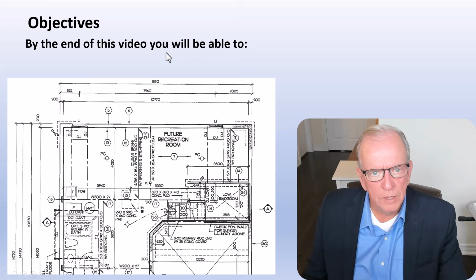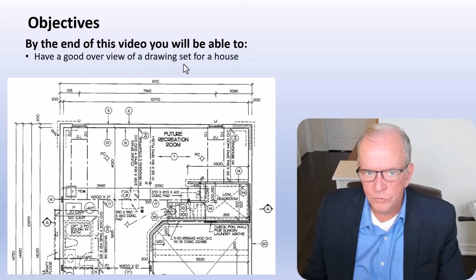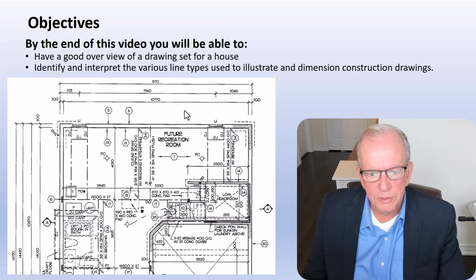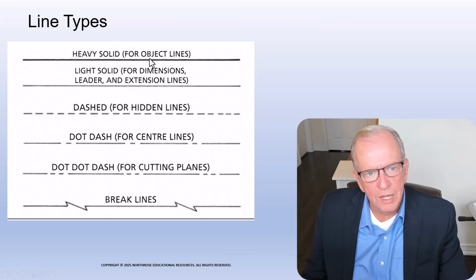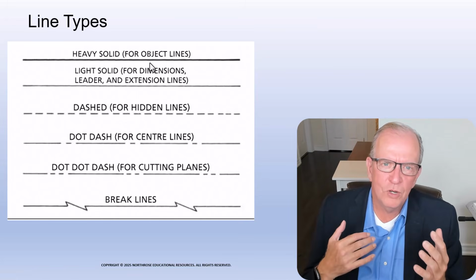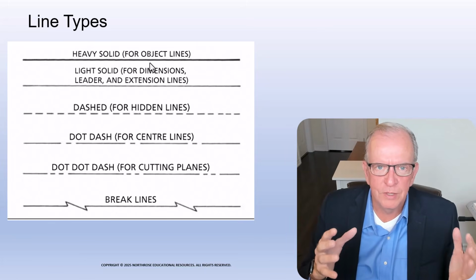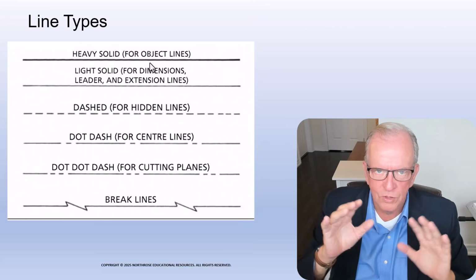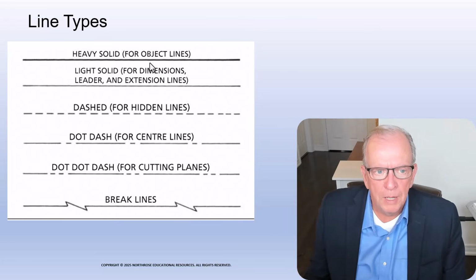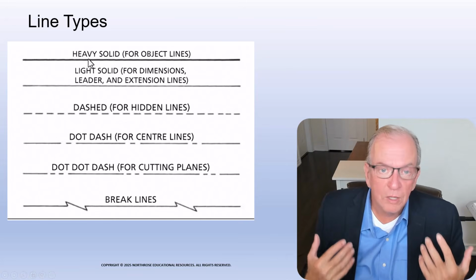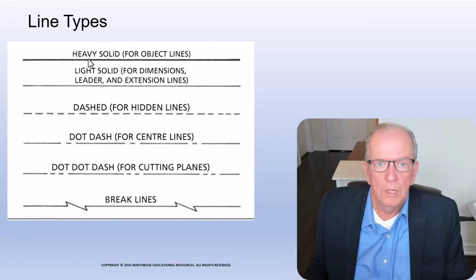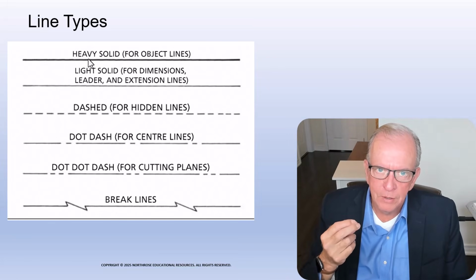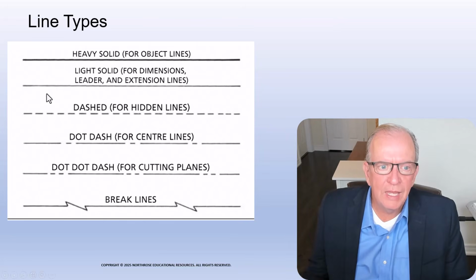Our objectives today are to have a good overview of the drawing set. Well, we did that. And we want to interpret the different line types that you find on drawings. So here are the line types. Heavy solid line, that means it's an object. Now, again, some drawings are not as pronounced with different things, so you've got to look at the drawing and say, okay, it's a little bit different. But ideally, an object like a foundation wall, the sides of a building, the roof lines, or a door, should have a little bit heavier weighting than, say, an extension line or a dimension line, right?